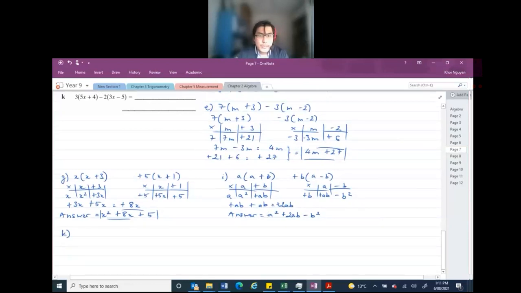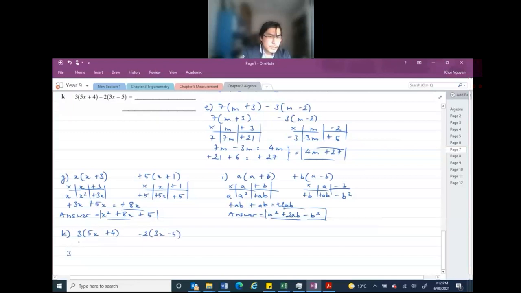Our last one, for K. You can see with G and I, they're a little bit different, but the same process, we can do them. Just follow the step-by-step, break them up, expand the brackets, then combine them together back at the end, you'll be fine. So last one, we got 3 bracket 5x plus 4 for the first one, and negative 2 bracket 3x minus 5 for the second.